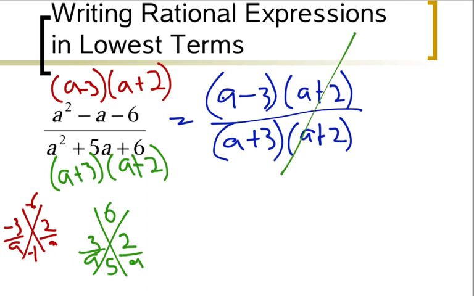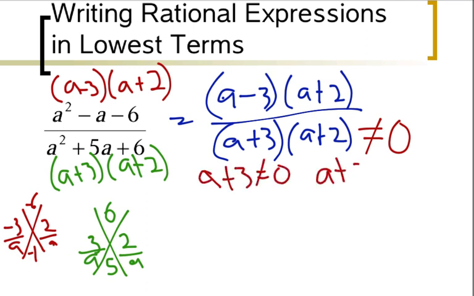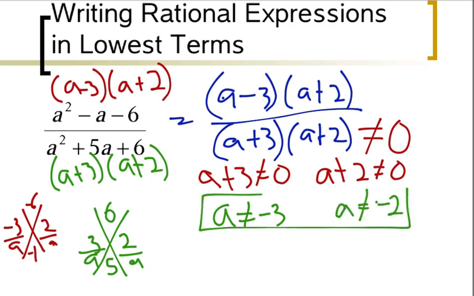And I know we're going to see that we can probably do some canceling here. But again, like I said on the last slide, before I do canceling, I actually need to think about my domain. So I need to think about the bottom, it can't be equal to 0. So I set each one equal to 0 and solve. So a plus 3 can't be 0, and a plus 2 can't be 0. That means I solve each one, and I get a cannot be negative 3, and a cannot be negative 2. So that's part of my domain. I just kind of have to have that off to the side.